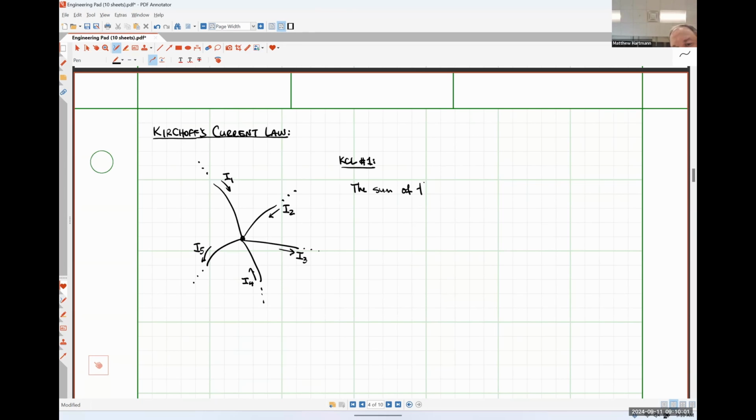The sum of the currents entering a node must equal the sum of the currents exiting a node.